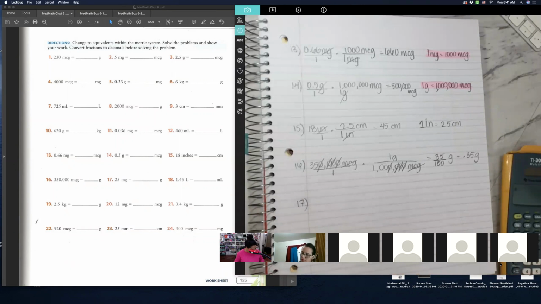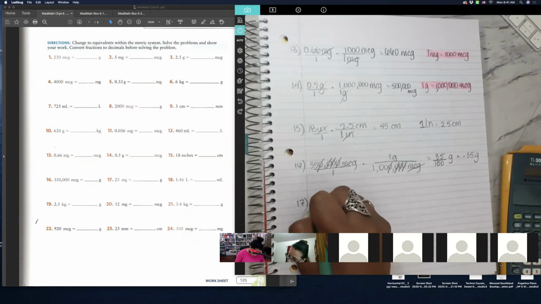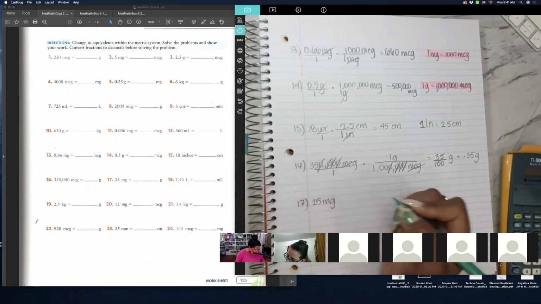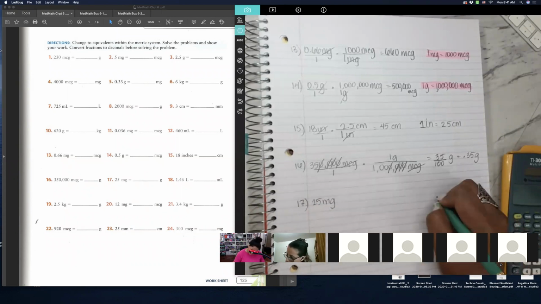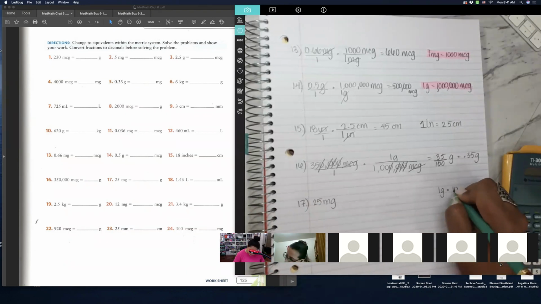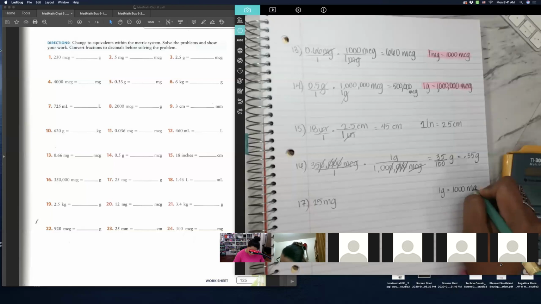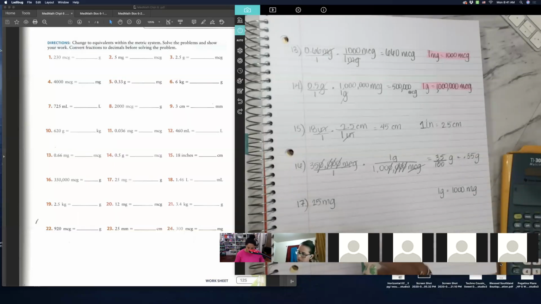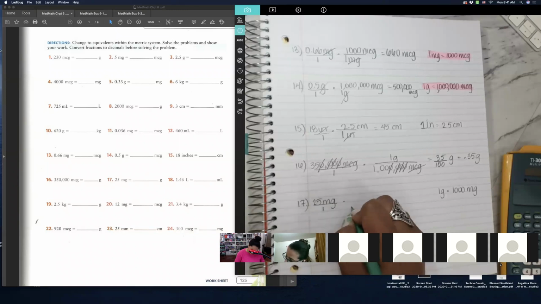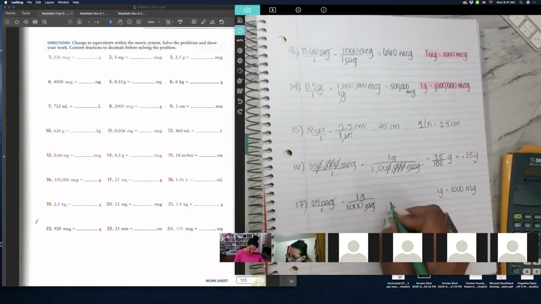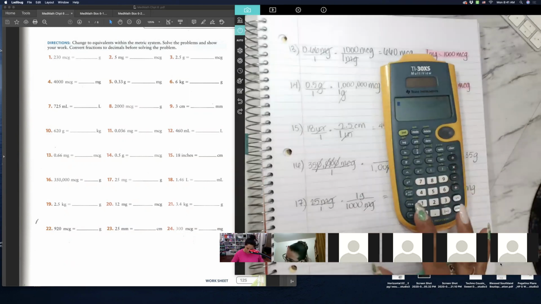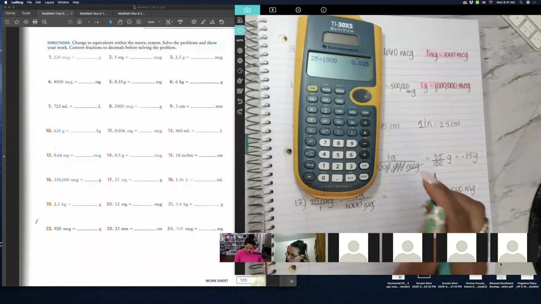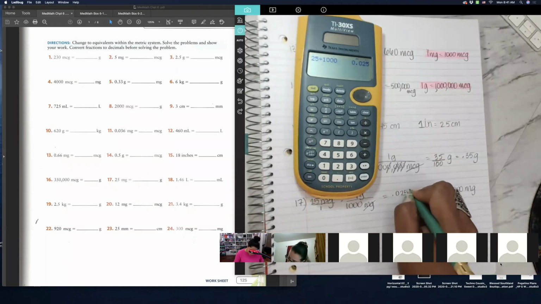Okay, let's do 17. It's 25 milligrams. We're going to convert that to grams. So again, 1 gram is equal to 1,000 milligrams. So put this over 1,000 milligrams over 1 gram. Our units of milligrams are going to cancel. So all we need to do is plug in 25 divided by 1,000, and that's going to give you 0.025 grams.